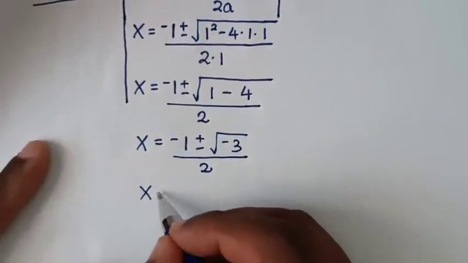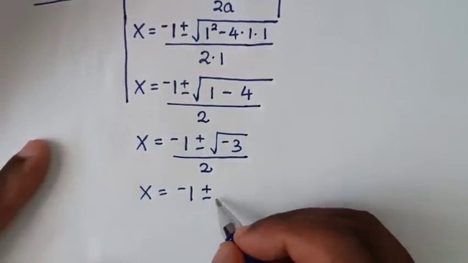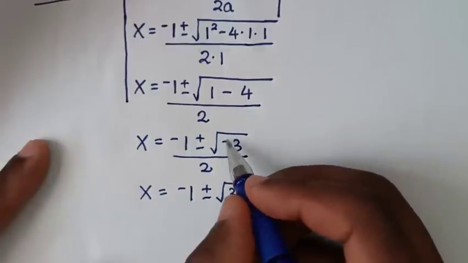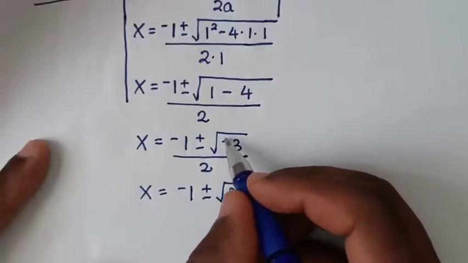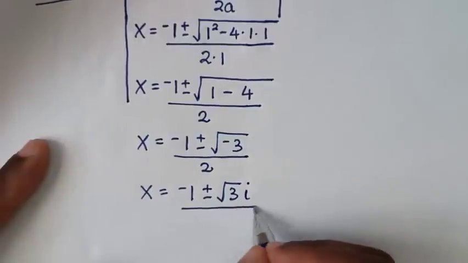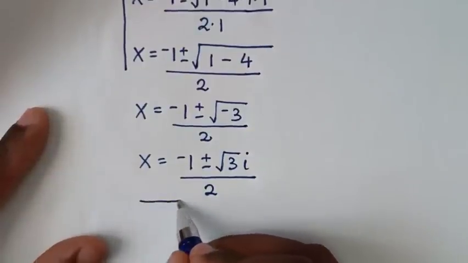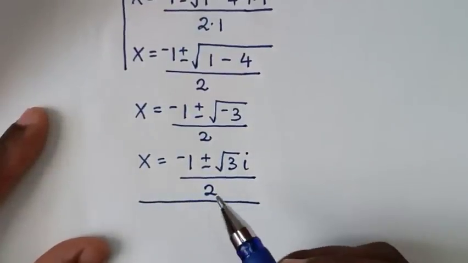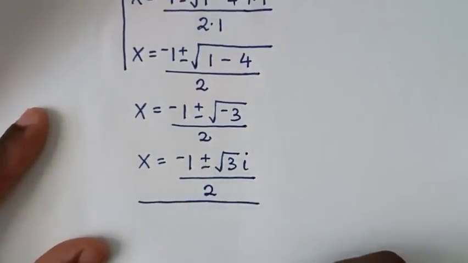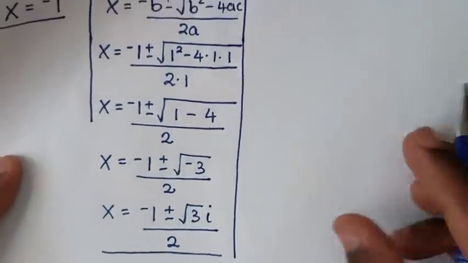Then it will be x is equal to negative 1 plus or minus square root of 3 times square root of negative 1, which is i. So here it will be times i, then over this 2. So also in here we have two solutions which are complex solutions because of plus or minus. Then let's solve for the third solution.